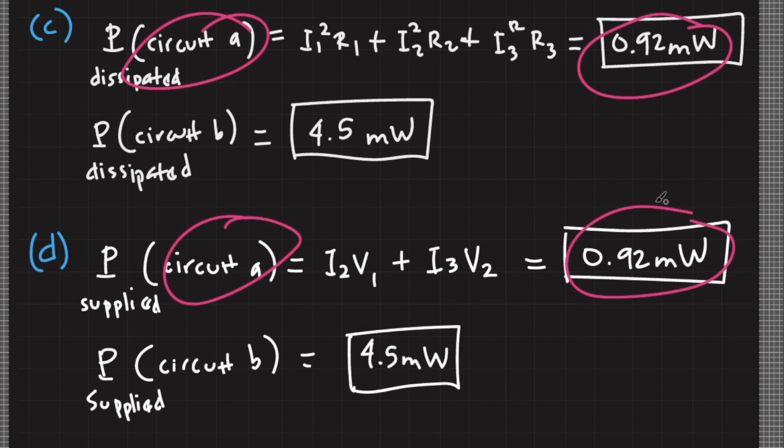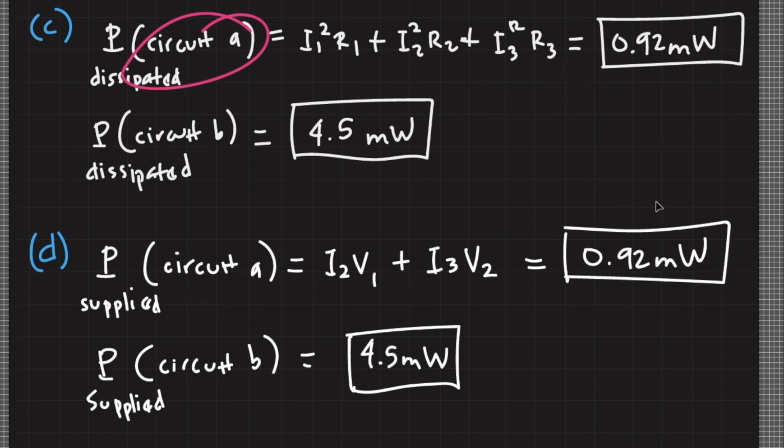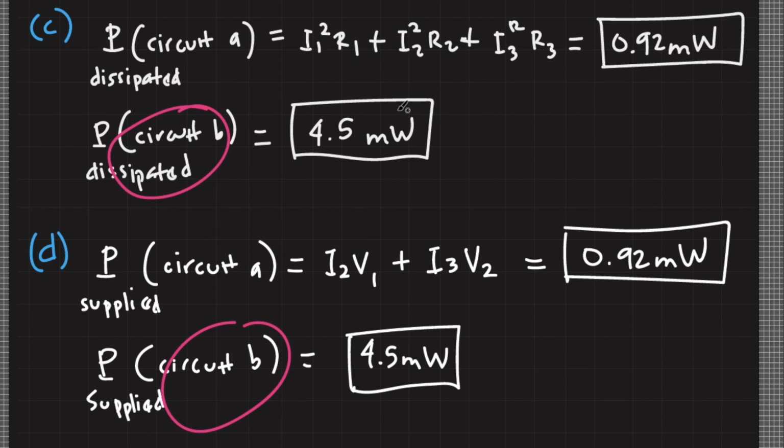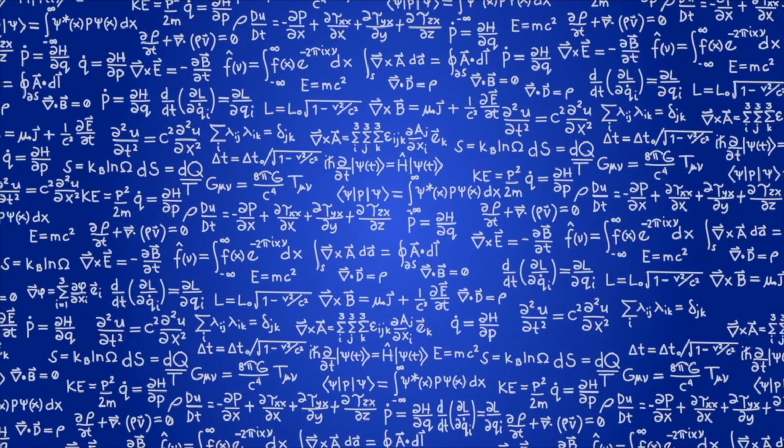Kirchhoff's loop rule is based on conservation of energy. That's why the power dissipated and the power supplied are equal. And the same goes for circuit B. Notice that the power dissipated is equal to the power supplied.